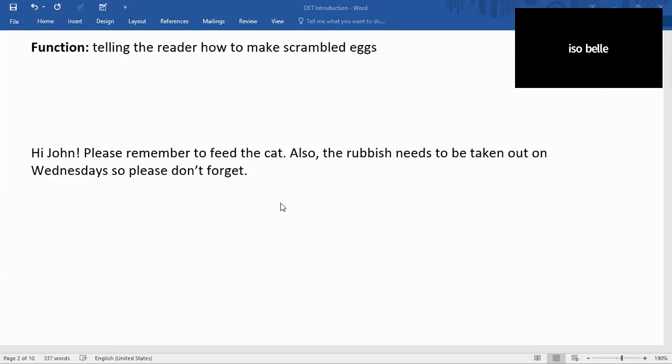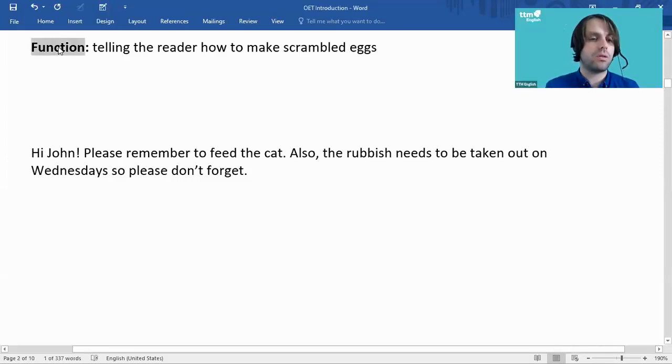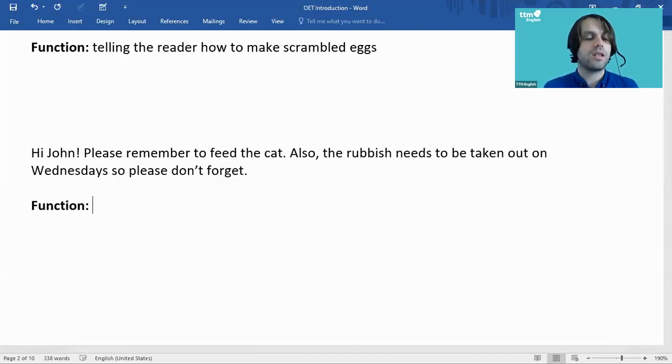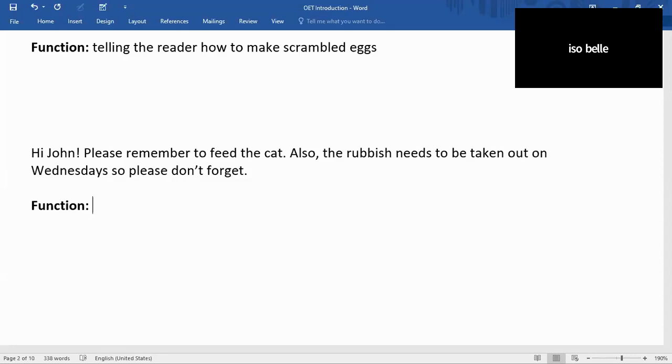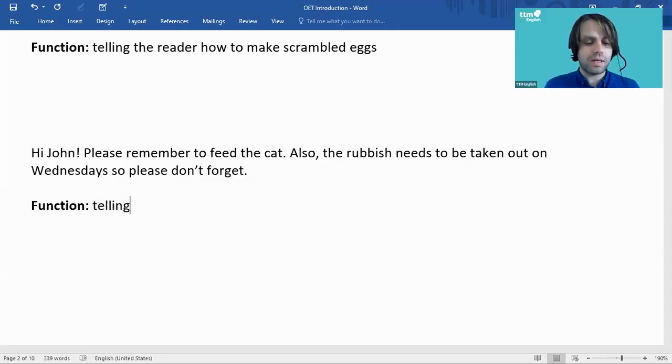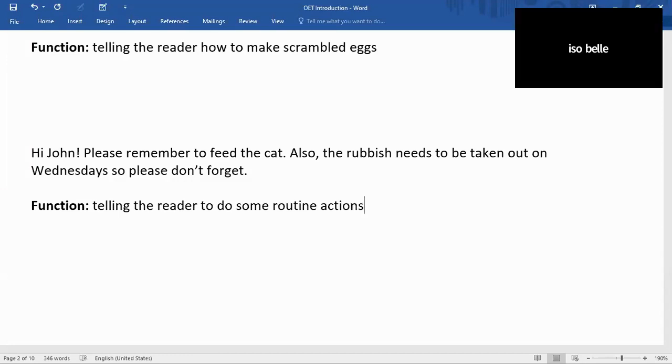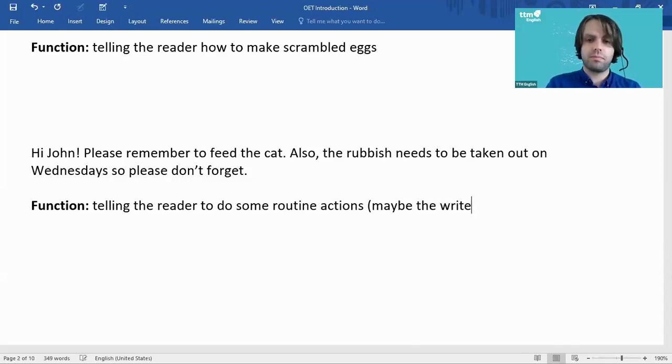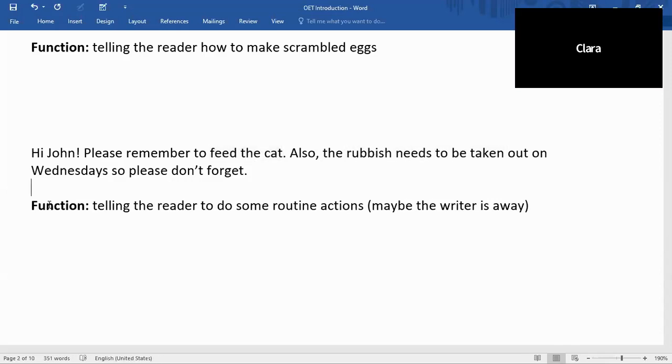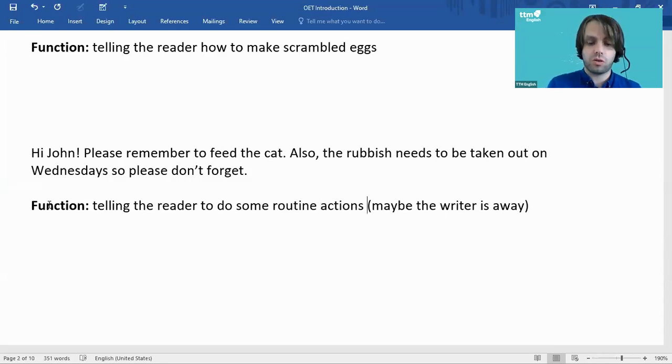If I said to you, obviously you know what the function is, but how can you just tell me what it is? What we're trying to do with this paragraph here? It's kind of telling the reader to do some routine actions. Why do we tend to write this kind of letter? Maybe the writer is on holiday, or is away somewhere. The function is telling the reader to do some routine actions, such as feed the cat, and what's the other one? Rubbish. Chores, isn't it? Some routine actions, stroke chores.